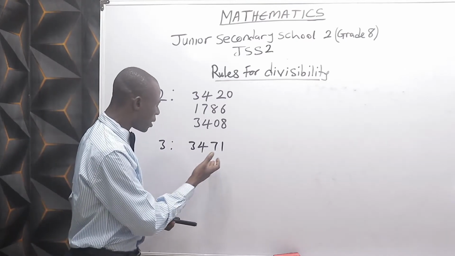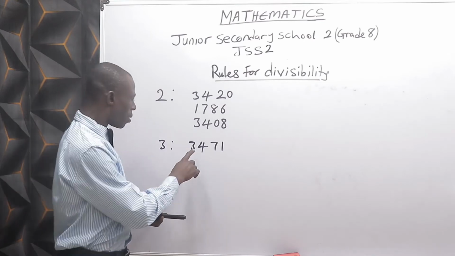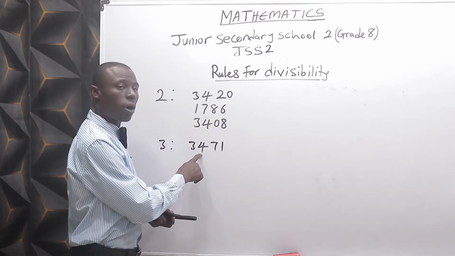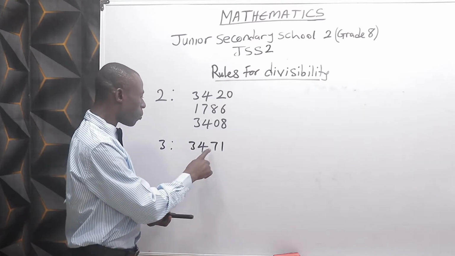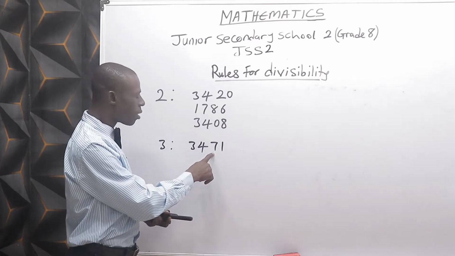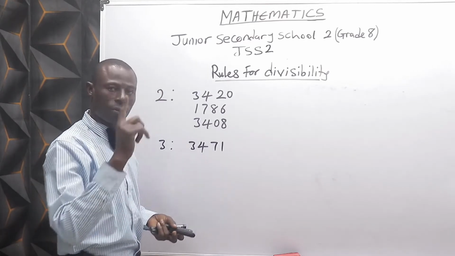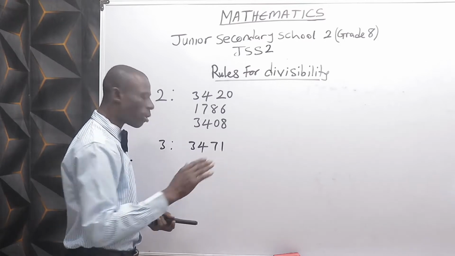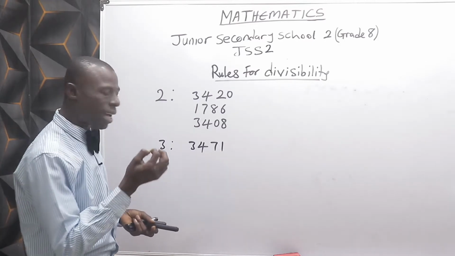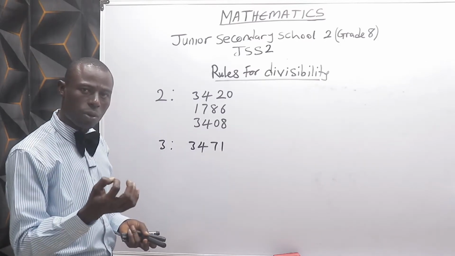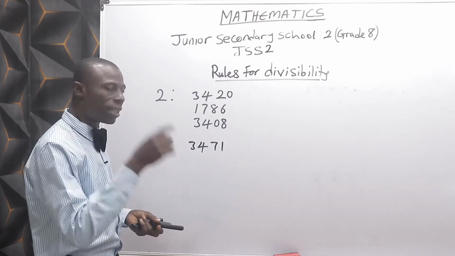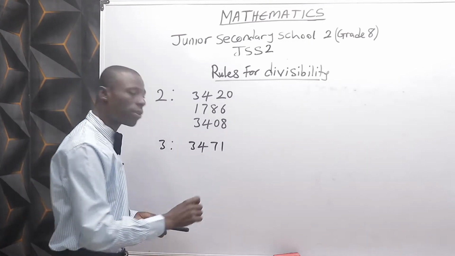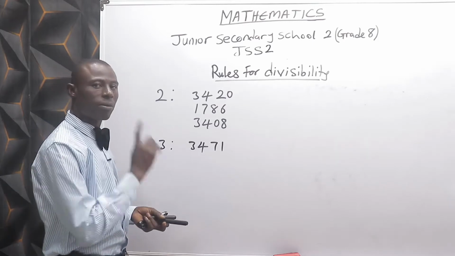Let's add up the digits of the number. 3 plus 4, that's 7. 7 plus 7, that's 14. 14 plus 1, that's 15. The sum of the digits of this number is 15. And 15 is exactly divisible by 3. Definitely this number itself is divisible by 3.